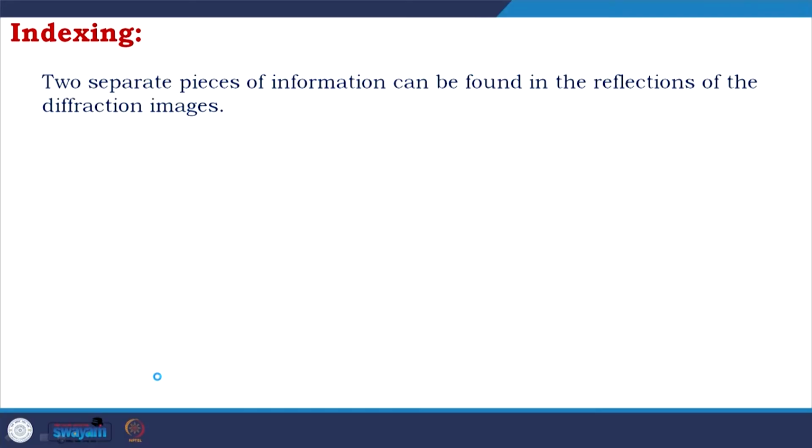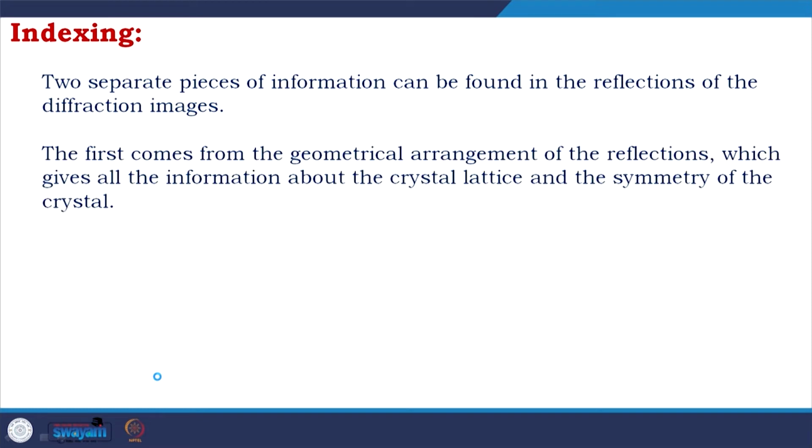Here we have to think about two separate things. Two separate pieces of information can be found in the reflection of the diffraction image. The first comes from the geometrical arrangement of the reflection, which gives all the information about the crystal lattice and the symmetry of the crystal.